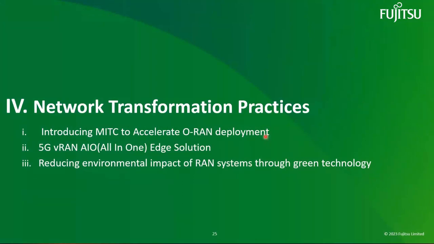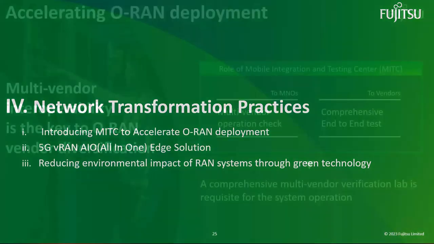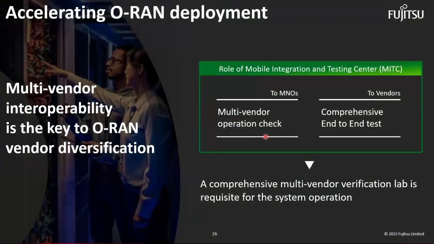Next, I would like to talk about Fujitsu's network transformation practices. First, we will introduce our effort to promote Open RAN. Multi-vendor interoperability is key to Open RAN vendor diversification. At the Mobile Integration and Testing Center called MITC, MNOs and vendors each provide value and support system operations. MNOs can be evaluated in a uniform procedure and environment. For vendors, a comprehensive end-to-end test can be evaluated.